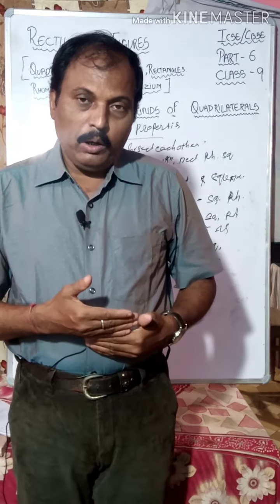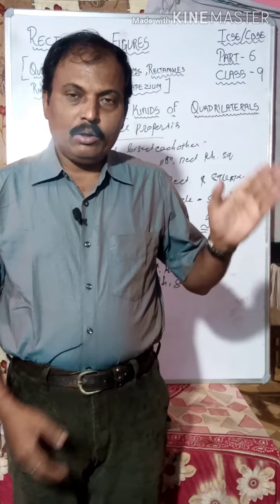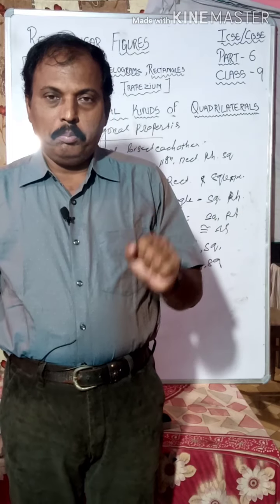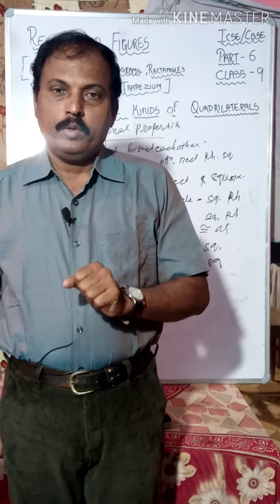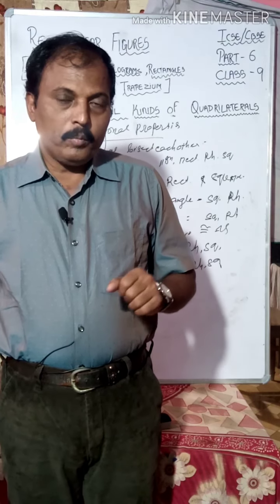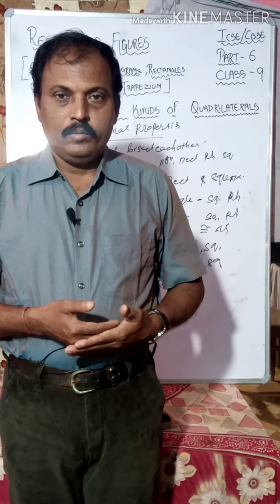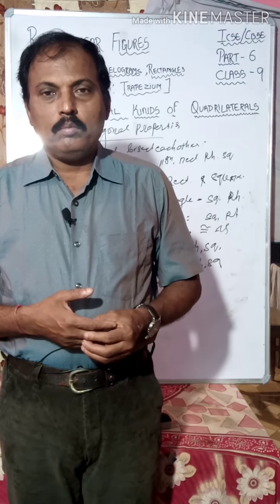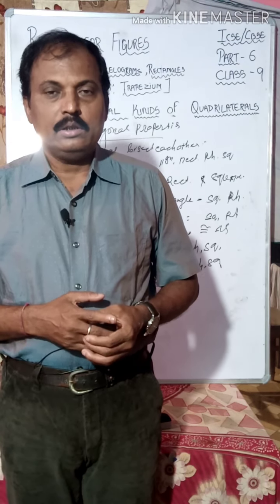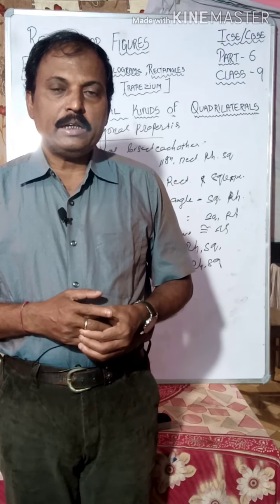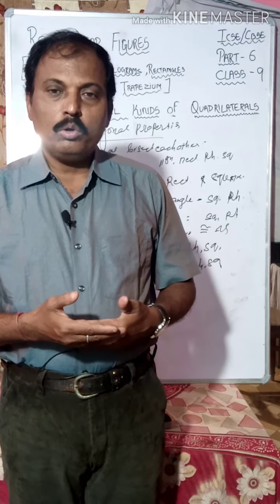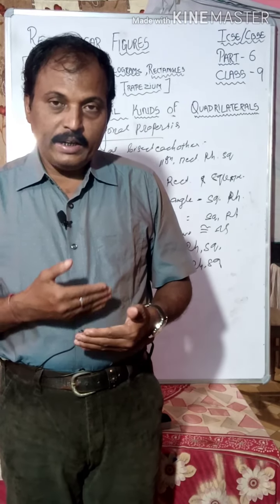Then we will go to the theorems relating to parallelogram, quadrilateral, rhombus, trapezium, square, rectangle. So I think you understood the points, terms and conditions relating to special quadrilaterals. In your next video, we will go to theorems relating to this.